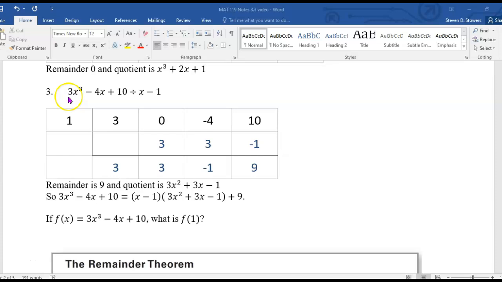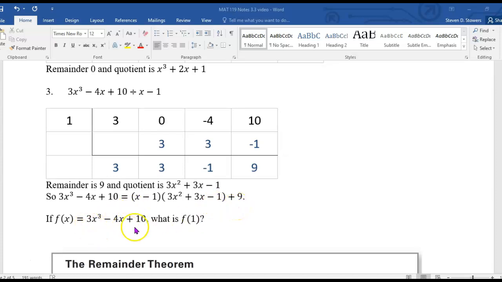We just divided 3x cubed minus 4x plus 10 by x minus 1. We got the remainder and the quotient, so we could take that 3x cubed minus 4x plus 10 and write it as x minus 1 times the quotient 3x squared plus 3x minus 1 plus the remainder 9.